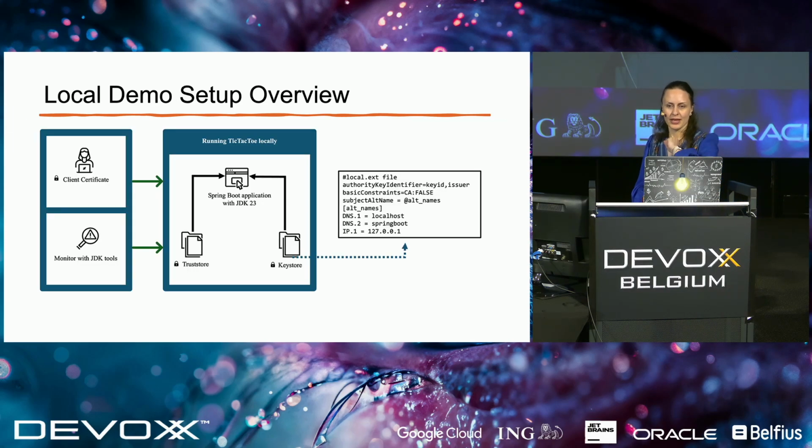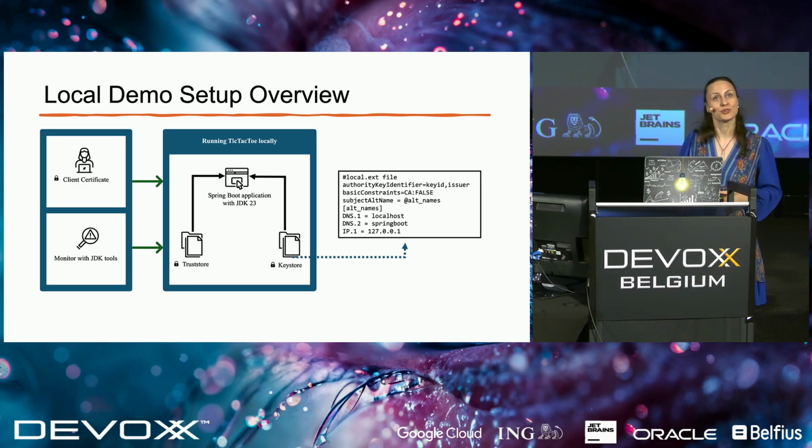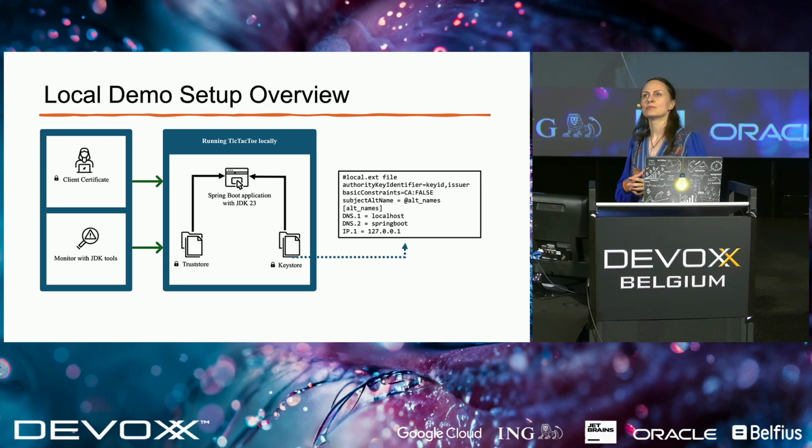Now, let's jump into action. We have a local demo, of course, with a Spring Boot application running with JDK 23. We're going to play tic-tac-toe, hopefully at the end of the session, because I need your help to demonstrate the last part of the tools in action. And we have a typical mutual TLS authentication in this case. So I have my application running on HTTPS.